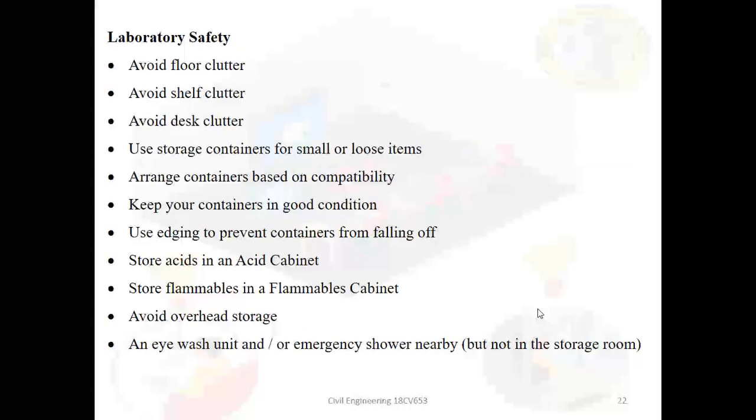Now lab safety: avoid floor clutter, avoid shelf clutter, avoid dust clutter, use storage containers for small and loose items, arrange containers based on compatibility, keep your containers in good condition, use edging to prevent containers from falling off, store acid in acid cabinets, store flammables in flammable cabinets, avoid overhead storage, and keep an eye wash unit or emergency shower nearby. So these are the basic lab safety measures.